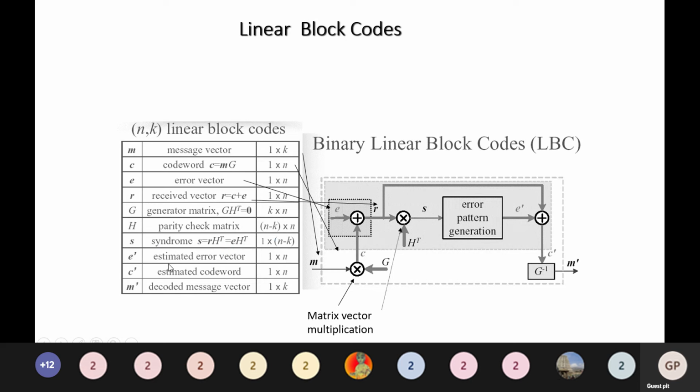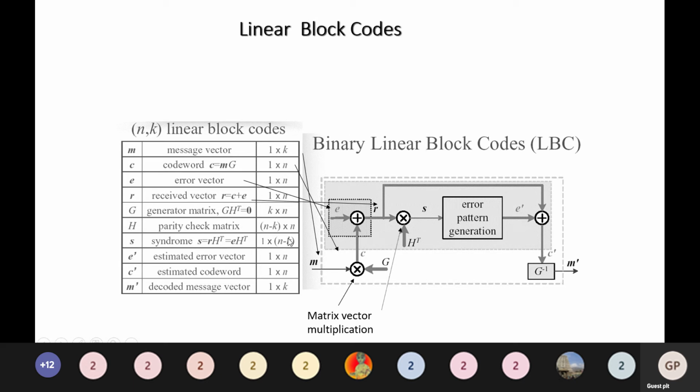Then you have the error vector to be calculated, the estimated code word, and then the decoded message vector. So these are the representations or terminologies for each and every parameter in linear block codes.